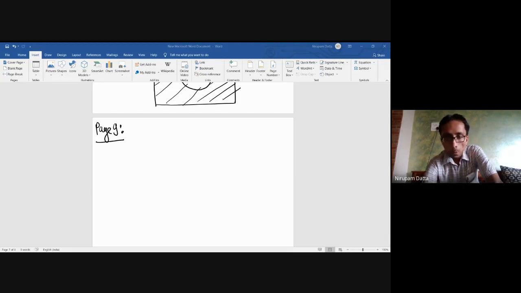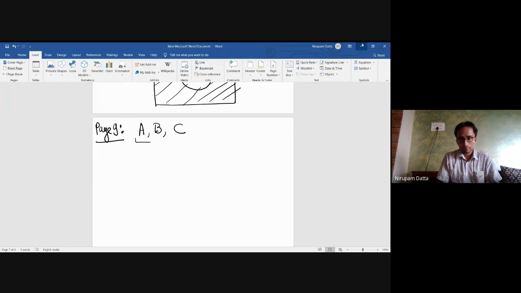Now, let us consider three sets, set A, set B, and set C. So three sets are there. Now, like arithmetical laws, there are also certain laws of set operations. So what are those laws of set operations?